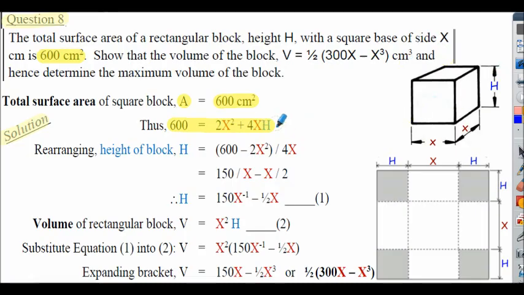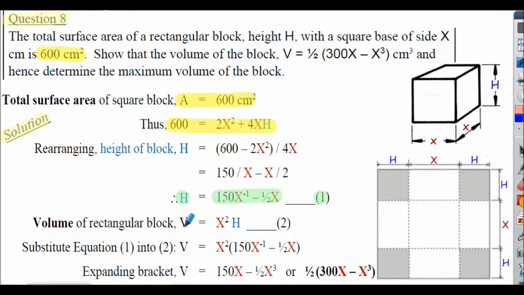Next we're going to rearrange this surface area equation for h by first of all subtracting 2x squared from both sides of the equation, dividing throughout by 4x, writing this in terms of partial fractions, and then simplifying. h is equal to this expression, which we've referred to as equation 1 for reference.